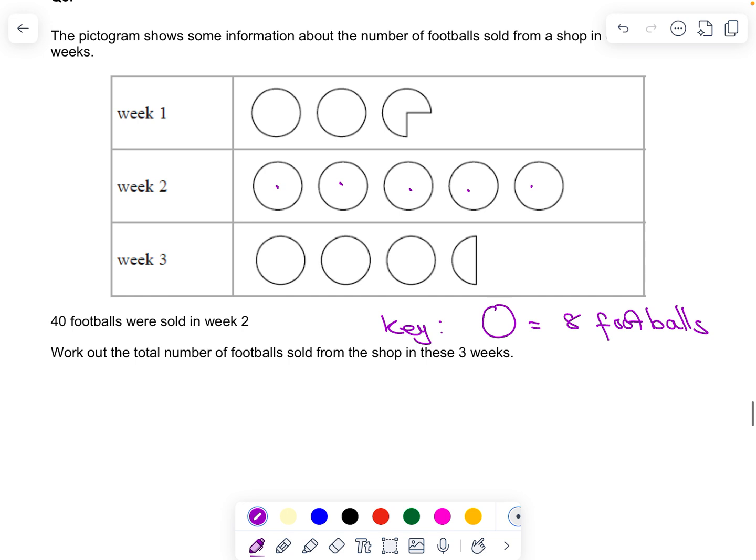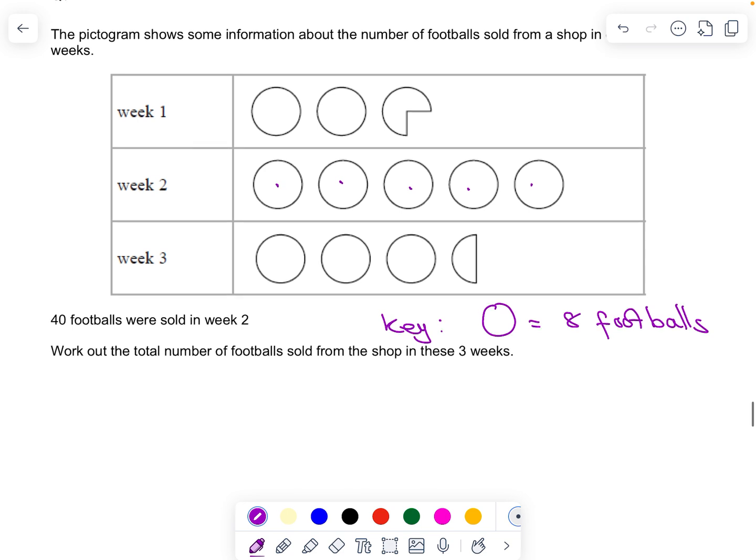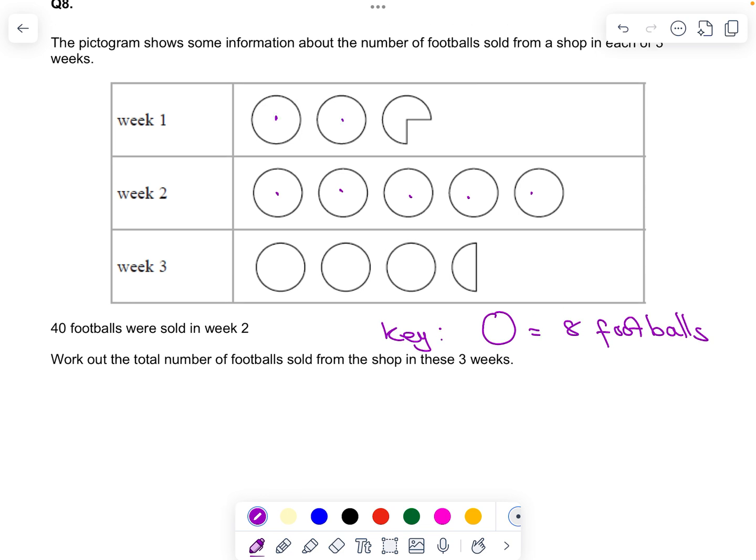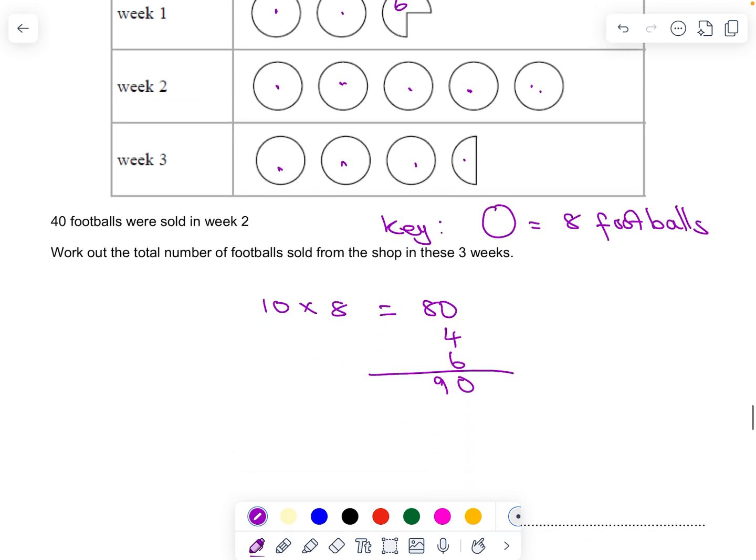And it says work out the total number of footballs sold from the shop in these 3 weeks. So you've got 1, 2, 3, 4, 5, 6, 7, 8, 9, 10 whole circles, so 10 times 8 gives me 80. Then you've got half here, so that must be 4 footballs. And then here you've got 3/4, so you've got 6 in total. Yeah, so 6. And so that's going to be 90 footballs in total. So the answer is 90.